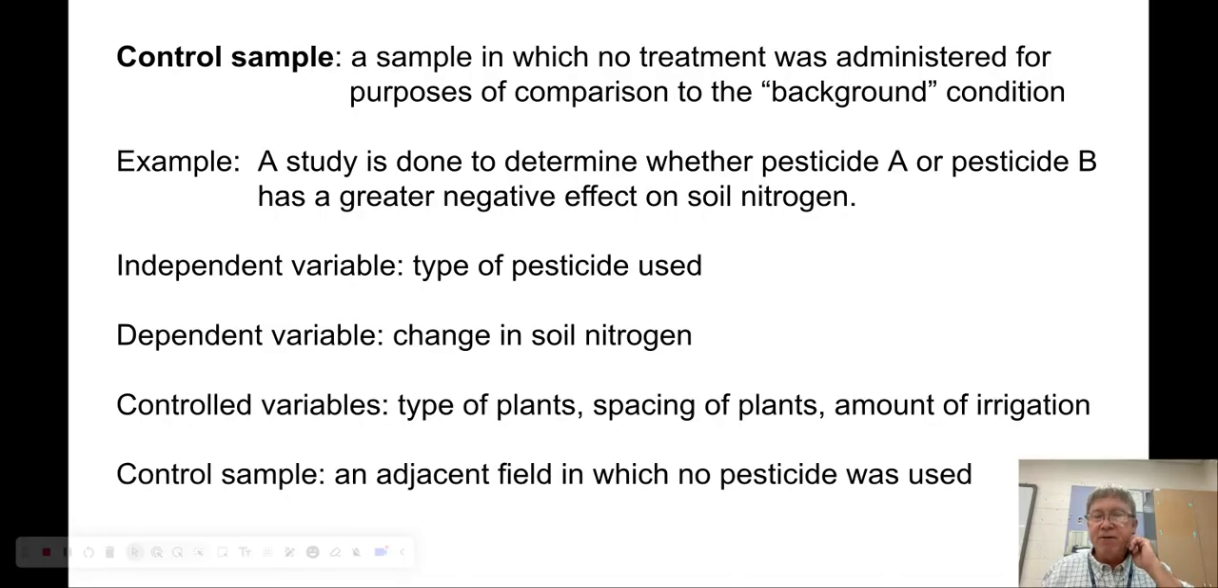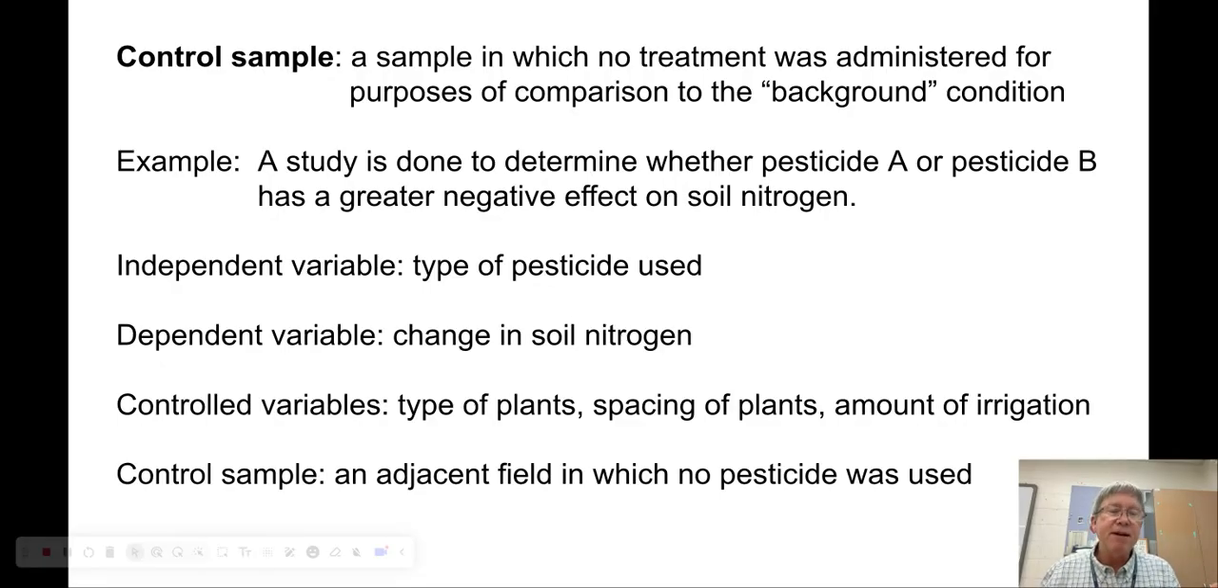So here's an example of it. It may not be the best example, but it's one that came to mind right now. So a study is done to determine whether pesticide A or pesticide B is going to have a greater negative effect on soil nitrogen. That's a pretty common environmental science kind of experiment to do. Okay, so my independent variable, the thing that I have the agency to change, is the type of pesticide used. The dependent variable in this case is going to be the change that happens in soil nitrogen.